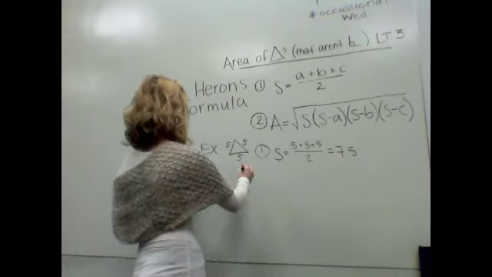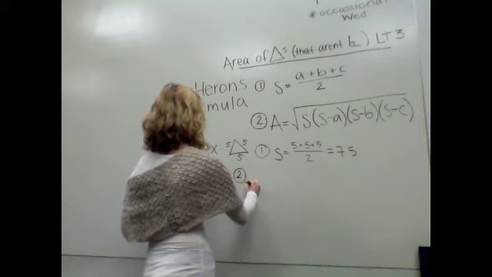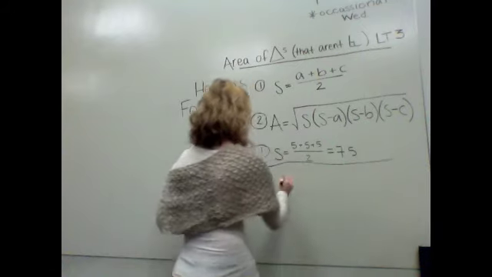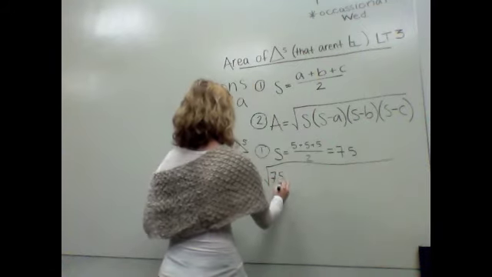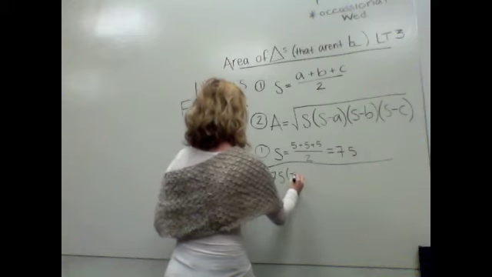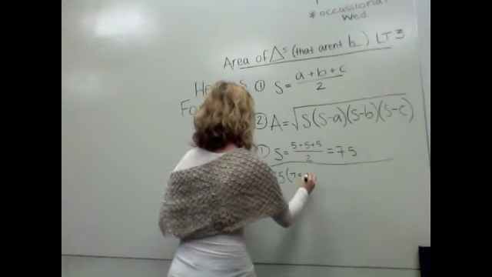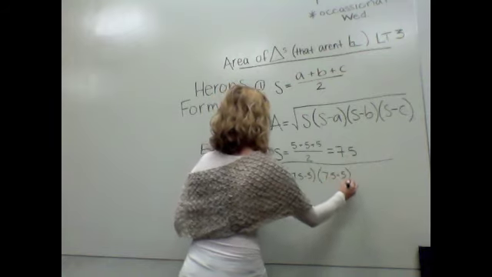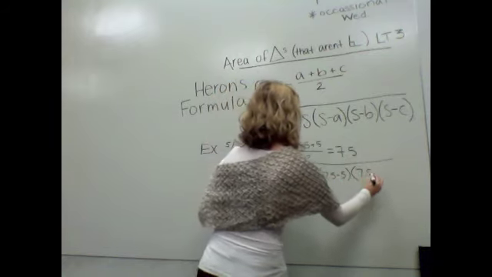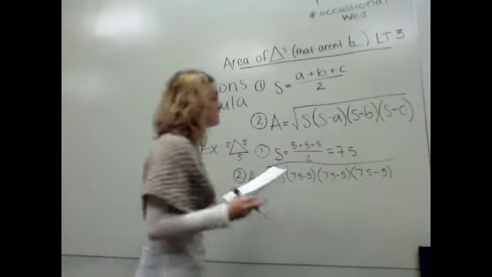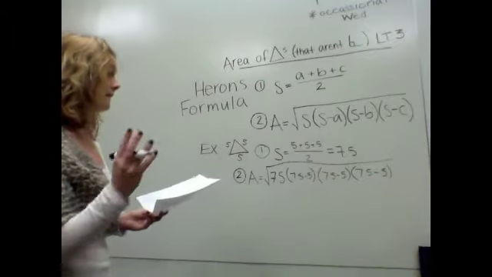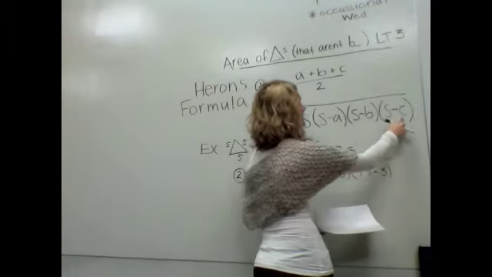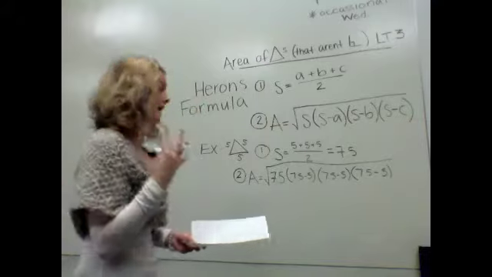The next thing that I need to do is to plug it into Heron's formula. A equals the square root of the semi-perimeter times the quantity 7.5 minus 5, and again 7.5 minus 5, and one more time 7.5 minus 5. Now, for equilateral triangles, obviously all these quantities are going to be the same because once again, A, B, and C are all the same side lengths of 5.